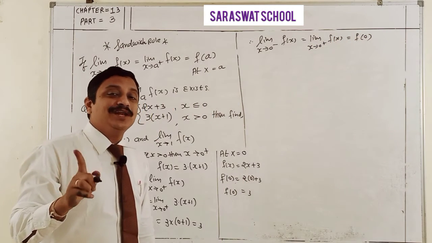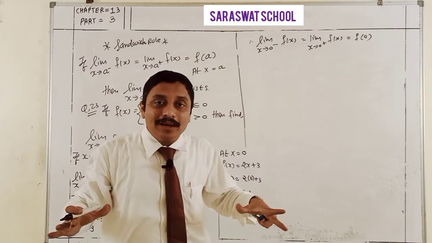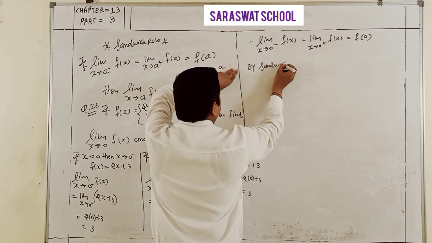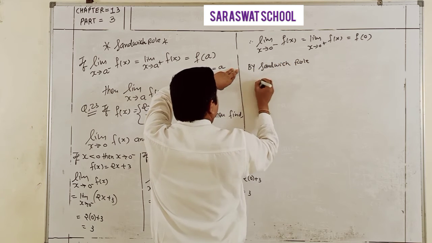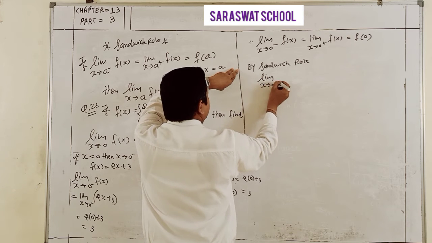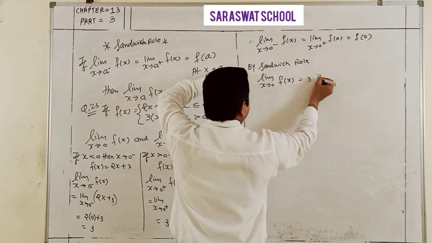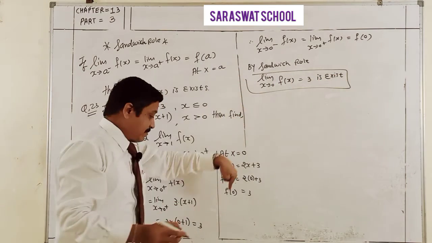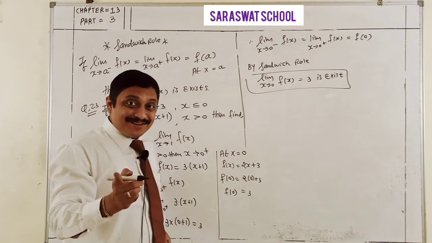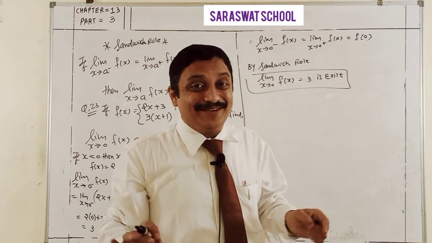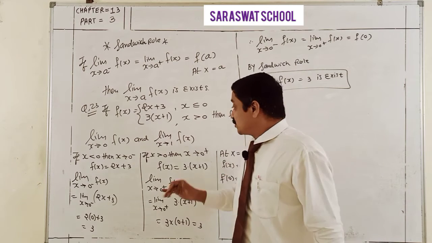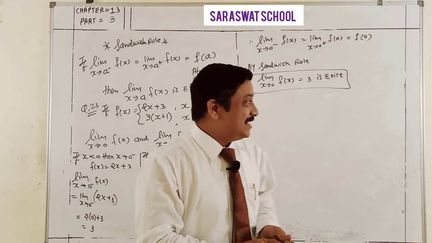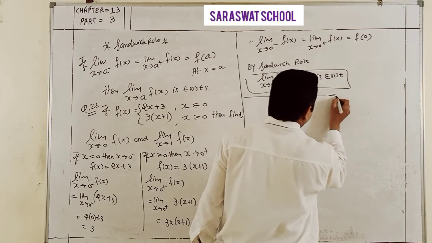If and only if all are equal, then you can say by the sandwich rule, limit x tends to 0 of f(x) is 3, it exists. If any one is not the same, students, by the sandwich rule the limit does not exist. Up to that your 1.5 marks are over, students. Now I start explaining the x tends to 1 part. So up to that our half numerical is done.